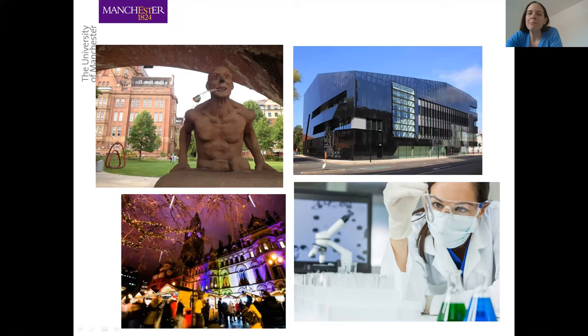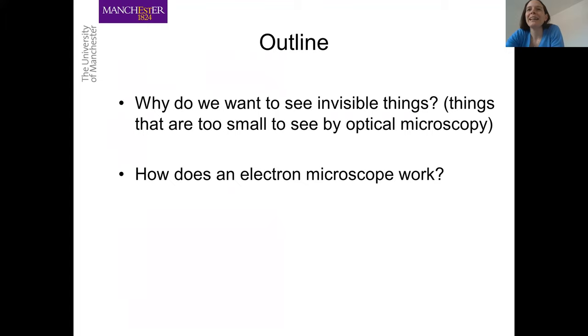And we're embedded within a very vibrant city. So this is the town hall at the University of Manchester during the Christmas markets. And as I say, many very well equipped labs, and I'll show you some of those as we go through. So the structure of this talk is about looking at things that are not visible by optical microscopy. I'm just going to start by considering why we want to see things that are very small. And then I'll talk a little bit about how we use electron microscopy to do that.